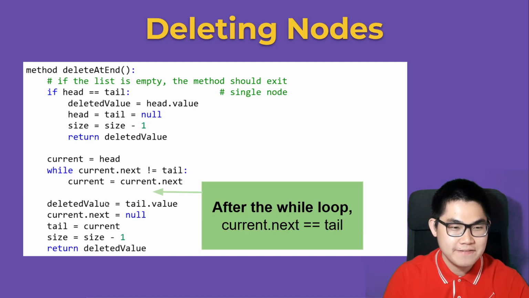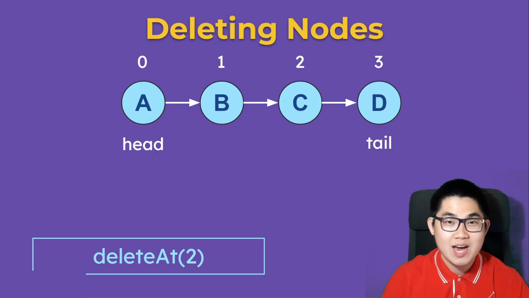We just store the value of the node that we want to remove, which is the tail, and then we unlink between the current node and the tail node. So that's what this line does. And finally, we point tail to the current and we decrease the size variable. Now, I'm going to show you how to remove a node at a certain index.